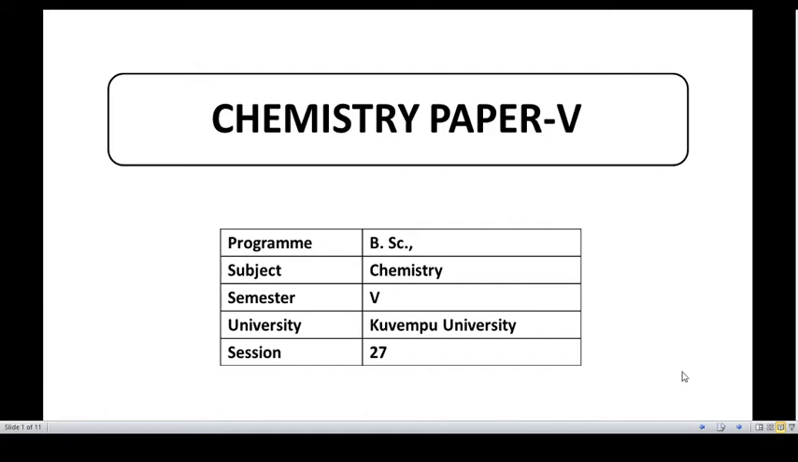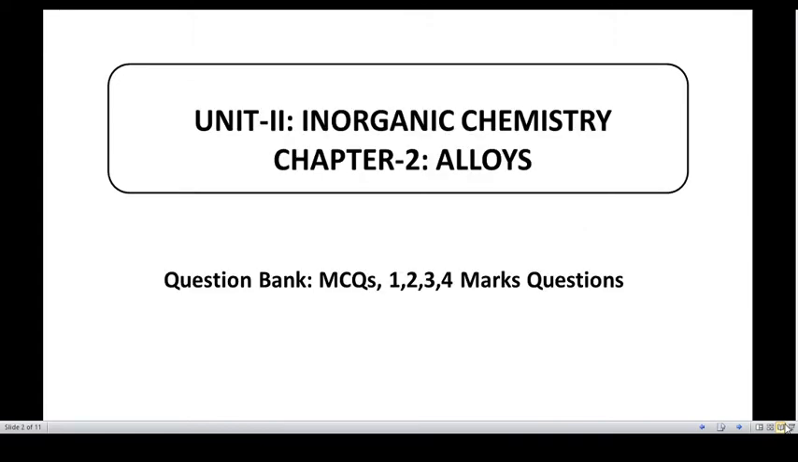Dear students, now we are going to have a discussion on the question bank session, that is session 27 of chemistry paper 5 in the 5th semester syllabus of Kuvempu University. This is unit 2 of inorganic chemistry, and that is chapter 2, alloys. In this question bank session, we will discuss multiple choice questions and a few 1, 2, 3, 4 and 5 marks questions as well.